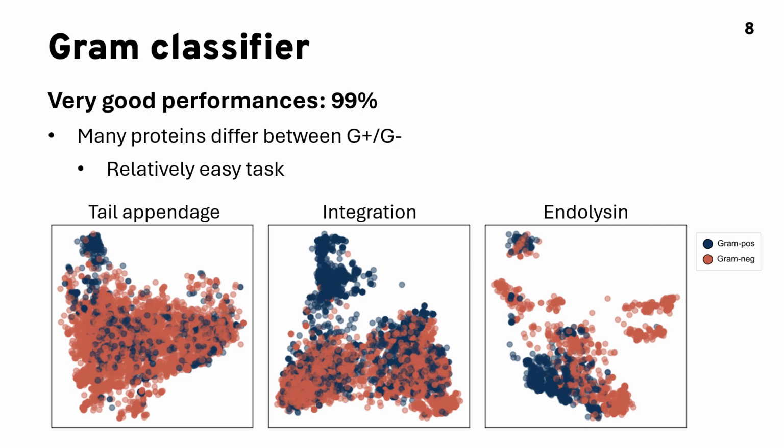Let's now look at the results. To begin with, the first layer of the model works very well. We are able to predict if a phage infects a gram-positive or gram-negative bacterium nearly perfectly. But this isn't a surprise, as the task itself isn't that complicated. As we can see in the figures, the proteins from gram-positive and gram-negative infecting phages differ a lot already in 2 dimensions.